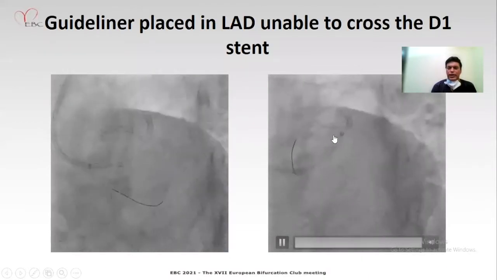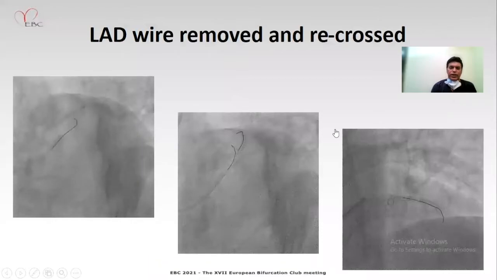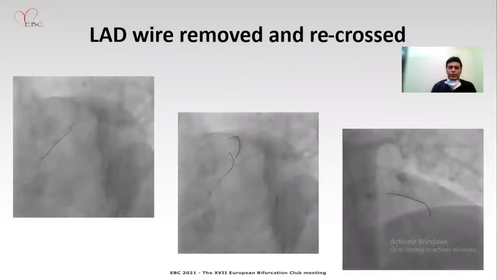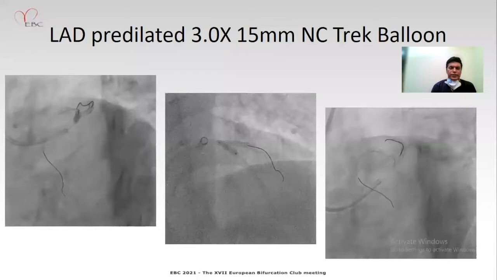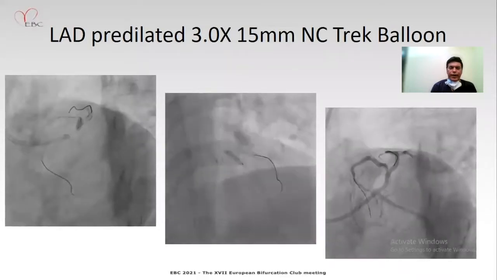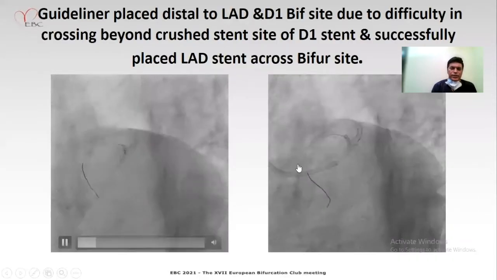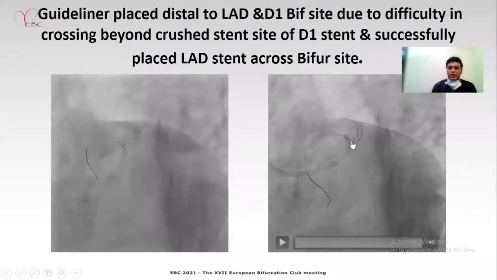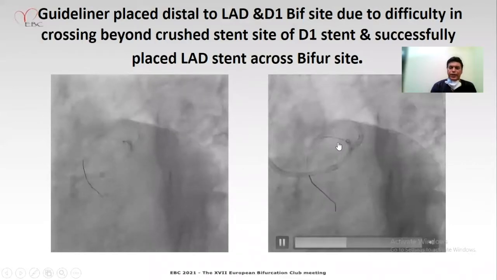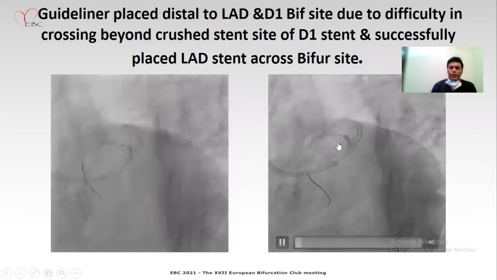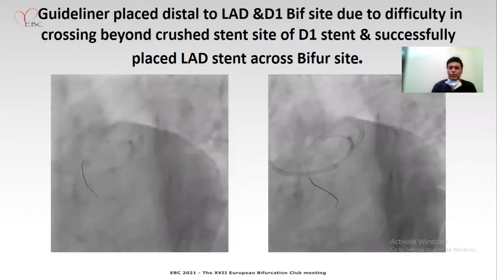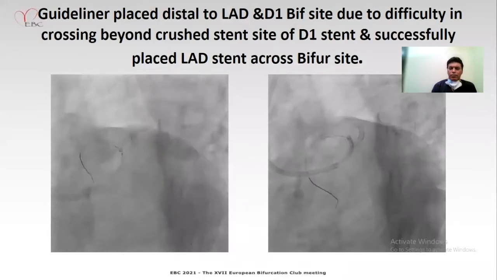So then we put the Guideliner beyond the D1 and bifurcation stent, and you can see very clearly how we are placing it. After this dilatation, you can see the Guideliner tip is beyond the LAD-D1 bifurcation. Despite multiple balloons, we were unable to cross. Finally, we could cross the lesion using the Guideliner over balloon tracking method.